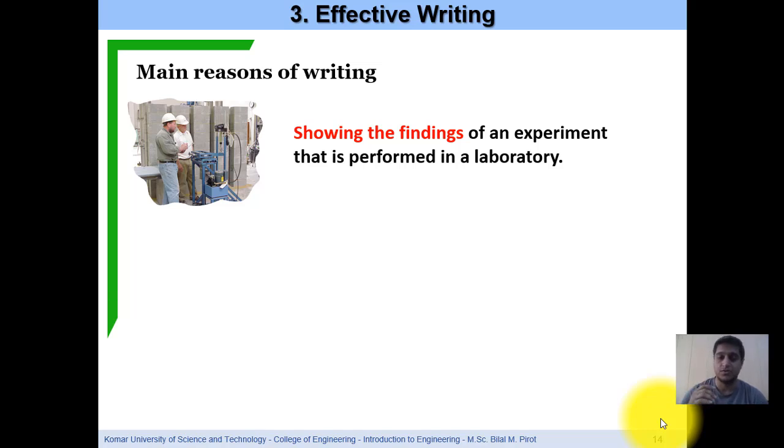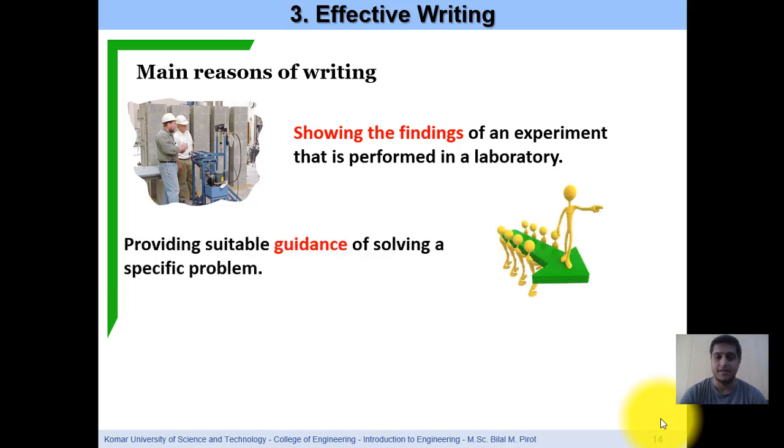a report. So you should know how to write academic reports and the reports that will be written for practical experiments. The second reason for writing is providing suitable guidance for solving a specific problem. Sometimes there may be a problem in the city or in the country, and by writing a report you are showing the guidance and your solutions for this specific problem.